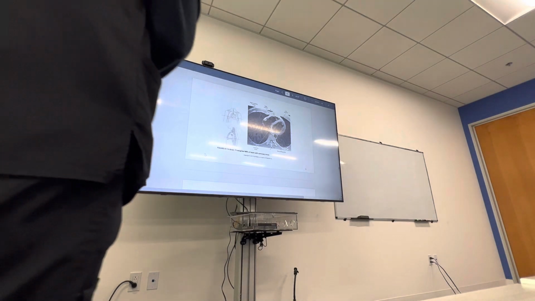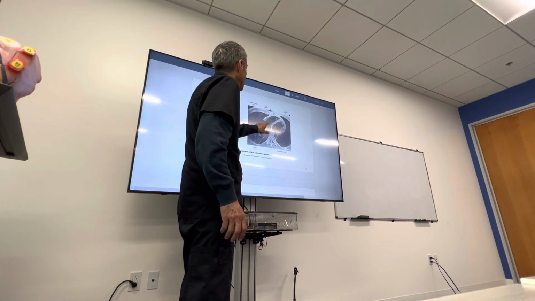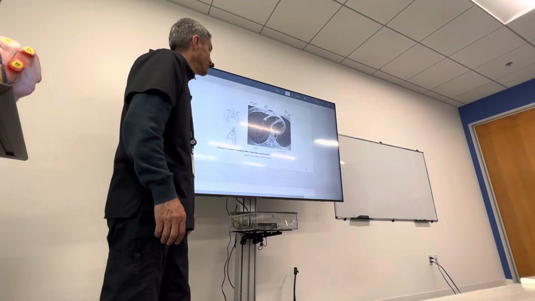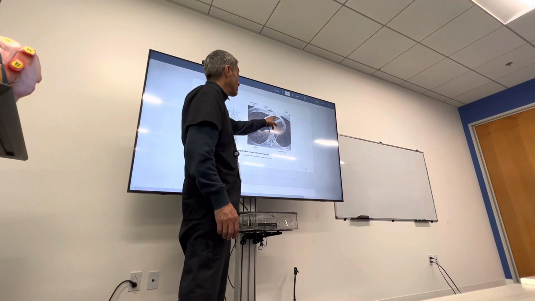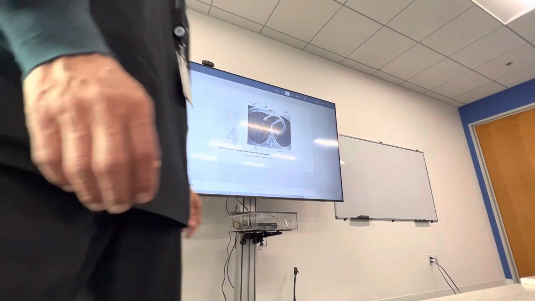Same as the previous one, just different. The right coronary artery, of course, as I said, will branch this way and that way, the marginal and the anterior descending.